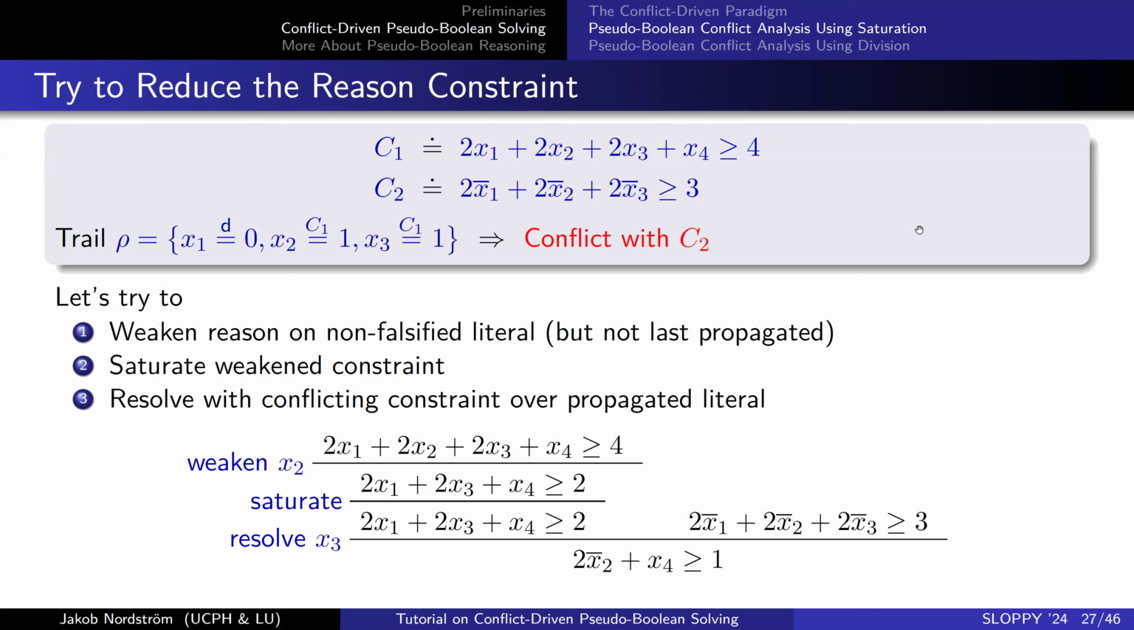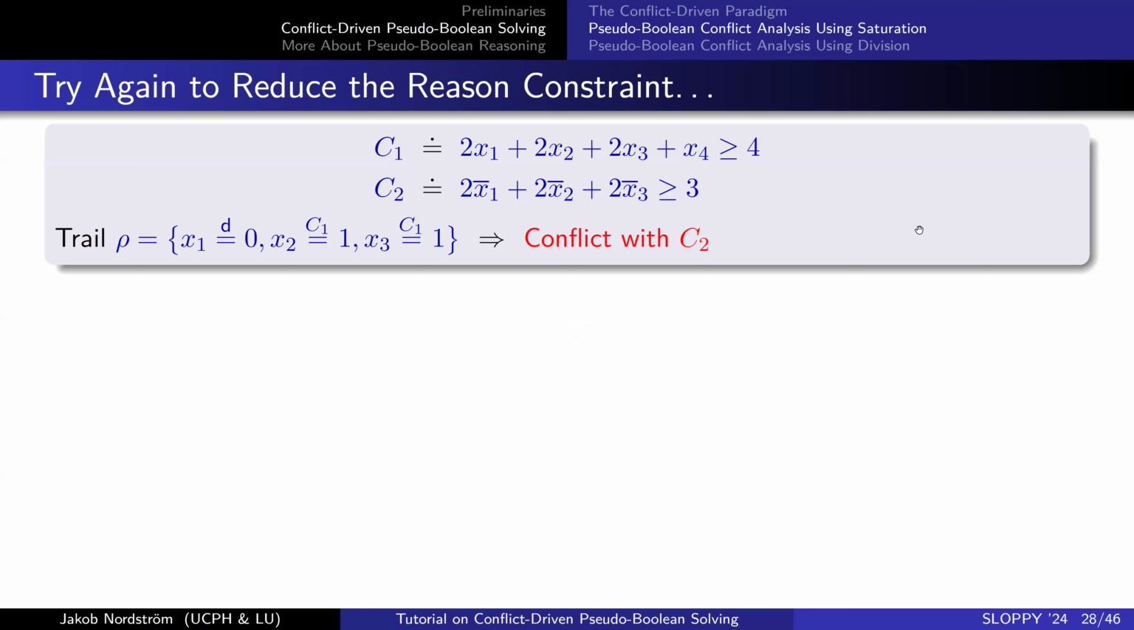Okay. So here is our reason C1. Again, let's weaken on x2. Then we get the sum here is greater or equal to. Then we saturate. Nothing happens, unfortunately. And we resolve. And now we get 2x2 bar plus x4 greater or equal 1. It actually got worse than before, I would argue. Not so great. In particular, we still have a non-negative slack.